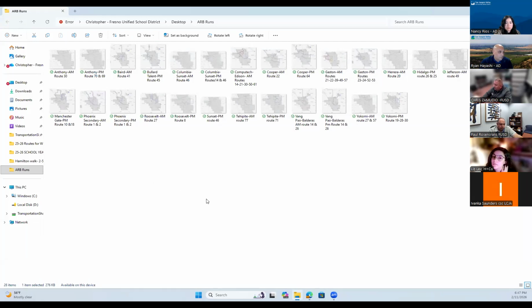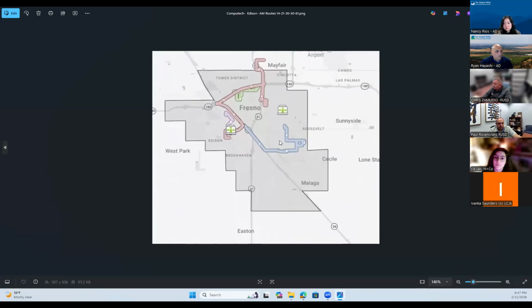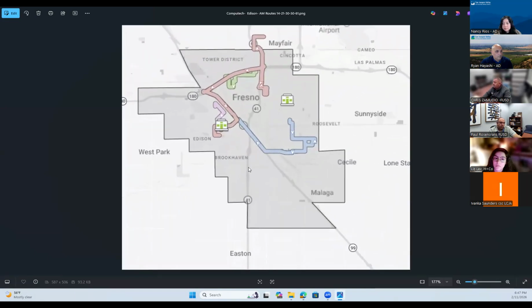One of the ones that I wanted to bring up, and I think this would be a good way for us to prioritize some of our routes, would be on one of our Computech routes. This right here shows several runs that are staying within our zone, slightly going out of it, but this is 3 different Computech Edison routes that are staying within our 617 zone that we're looking to prioritize on putting together routes.